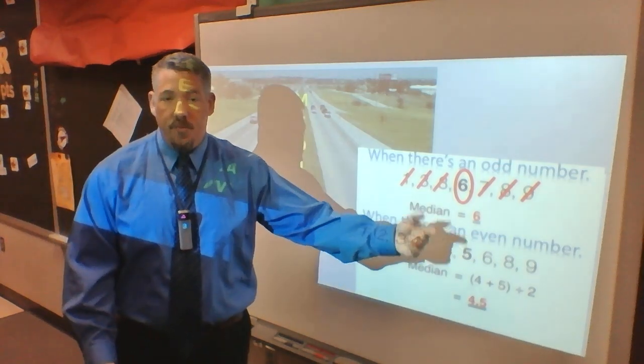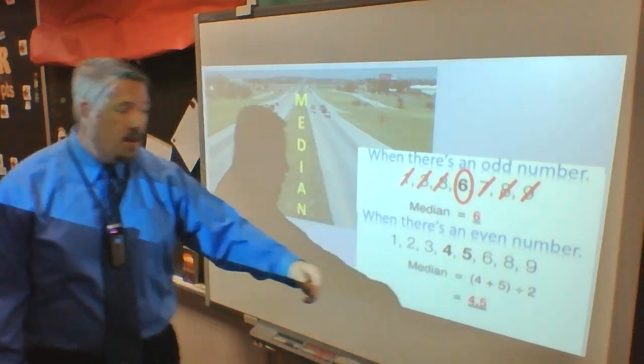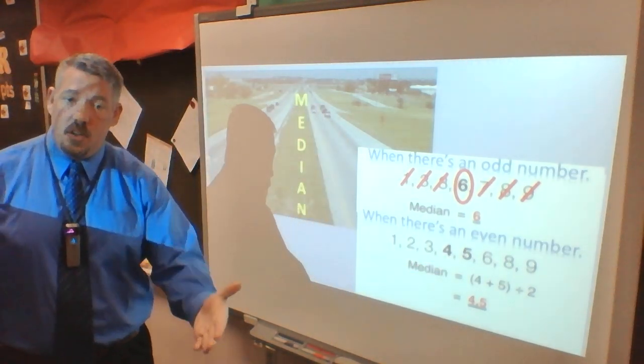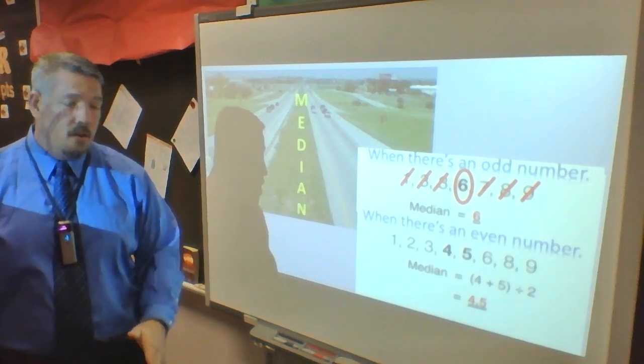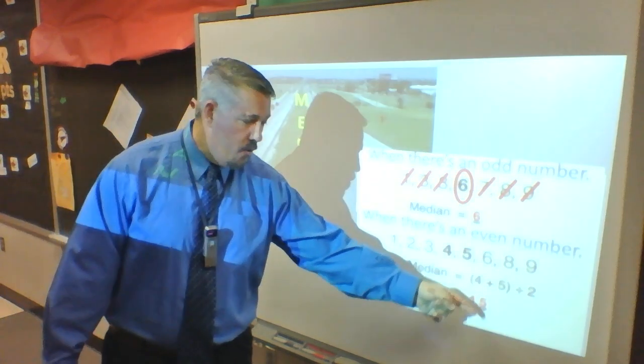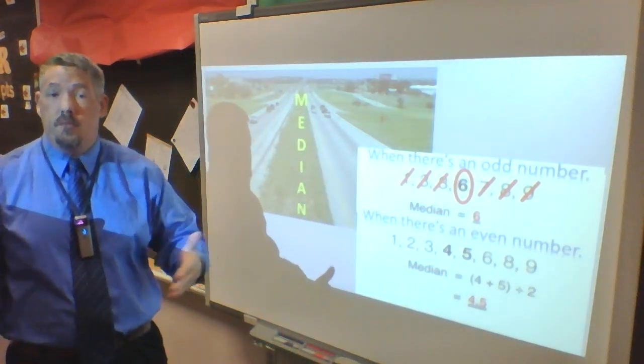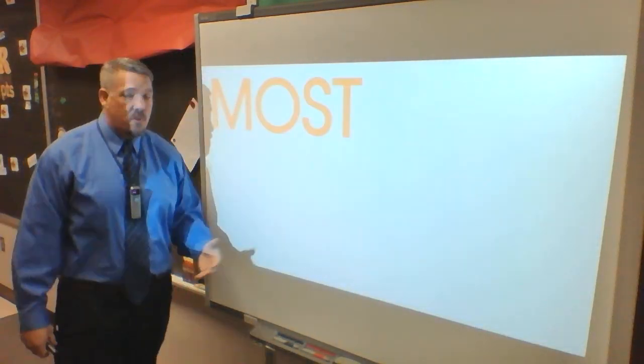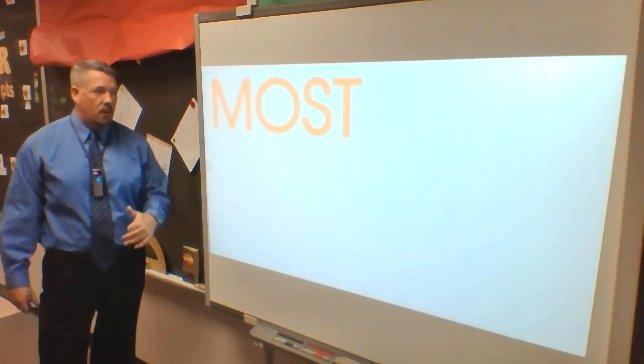But when I add 4 and 5 together from this data set, I get 9, and I have to then just simply divide that by 2 to find out what the actual median would be of my data set. And that would be 4.5, or you could write it as 4 and a half. Right? So we're just finding the middle.